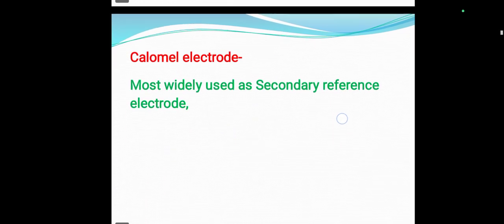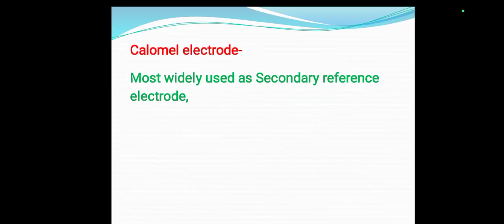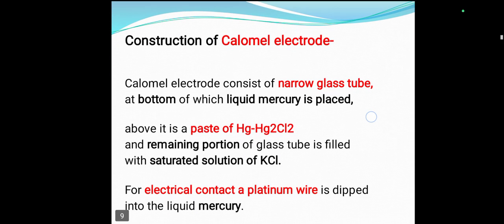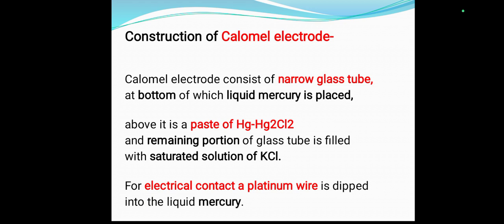So the first reference electrode we are going to discuss here is the Calomel electrode. Calomel electrode is most widely used as a secondary reference electrode. Now let us see the construction of Calomel electrode.